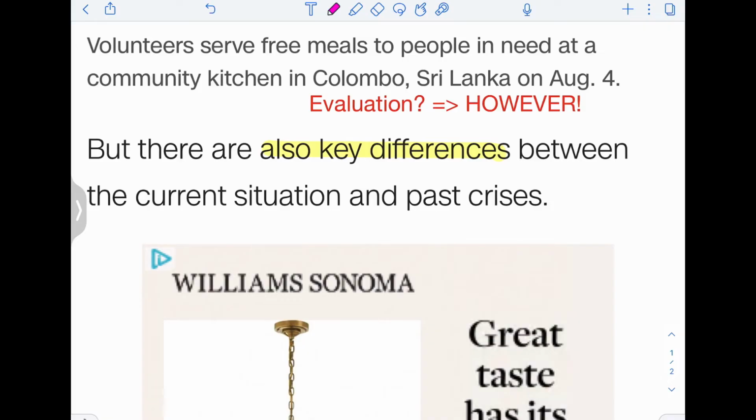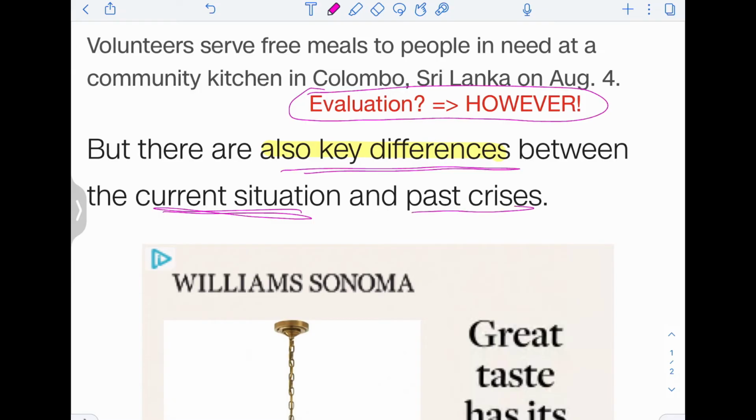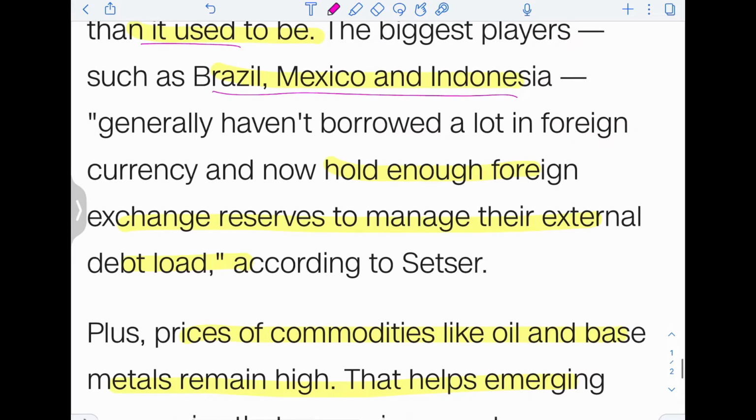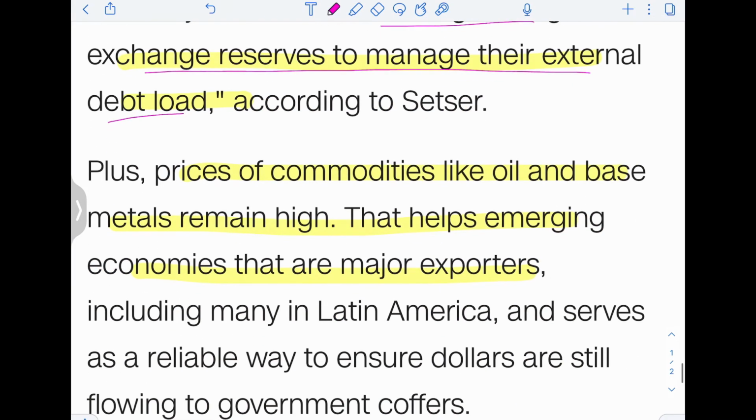Okay? And here, the author, she starts evaluating. Okay, this is what I love about reading the news from the lens of IB Economics. Here she mentions key differences between the current situation and past crises. What are those key differences? First of all, she's saying that dollar-denominated debt is less common. Okay, lots of large economies like Brazil, Mexico, and Indonesia hold enough foreign exchange reserves to manage their external debt load. Also, the prices of commodities, essential commodities like oil and base metals, remain high.